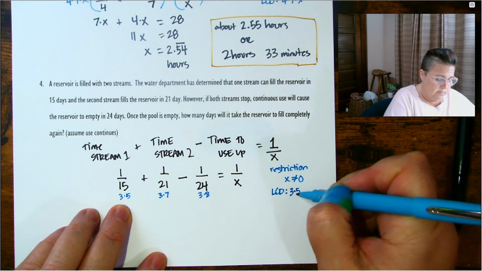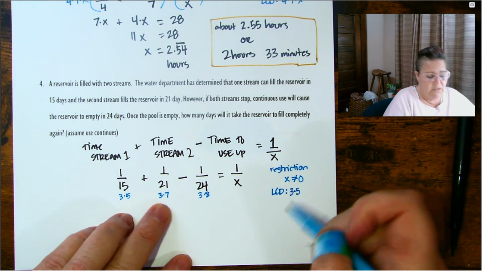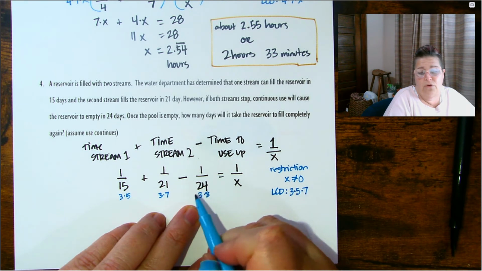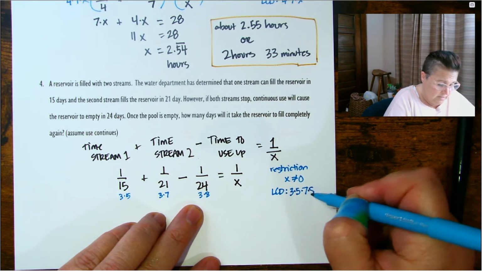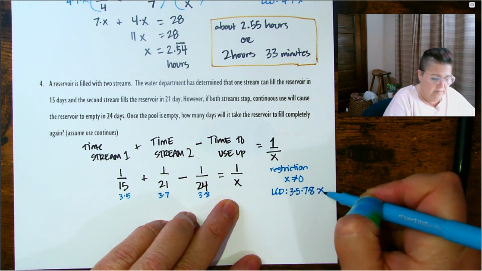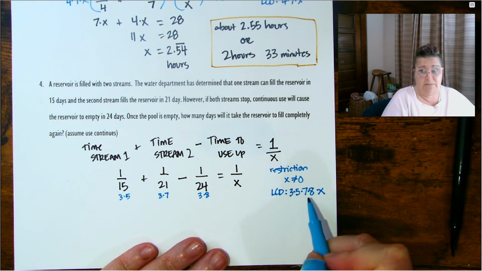That's the 3 times 5. When I look at the second one, I see that I've already used the 3, but I could do the 7. And when I look at the third denominator, again, I've already used the 3, but I can use the 8. And when I look at the fourth denominator, I do need the x.